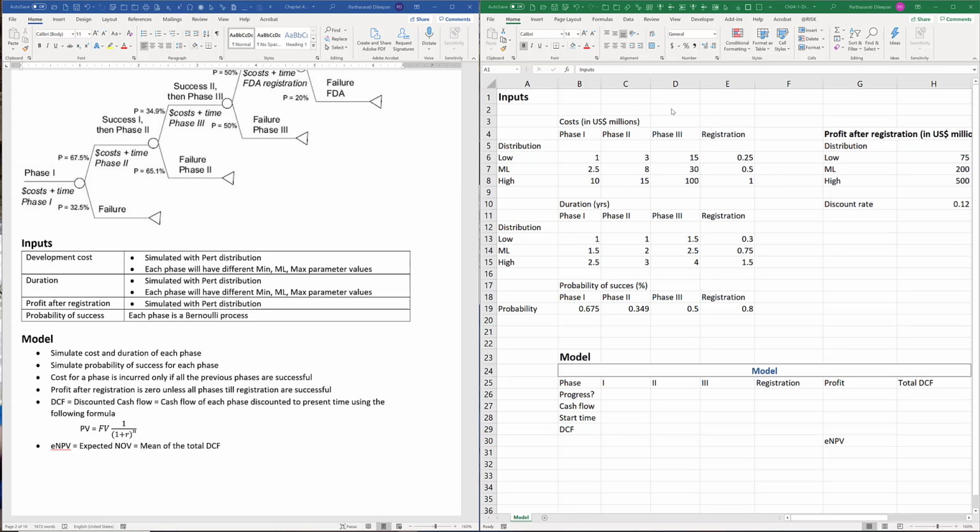Okay, here is the Excel shell file and all the inputs that we discussed are set up here. So we have the cost data and then duration data for each of the phases. So let's format this.